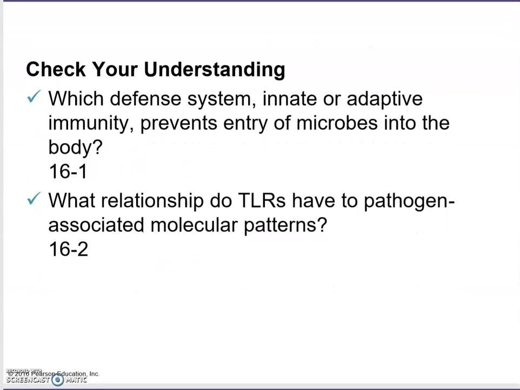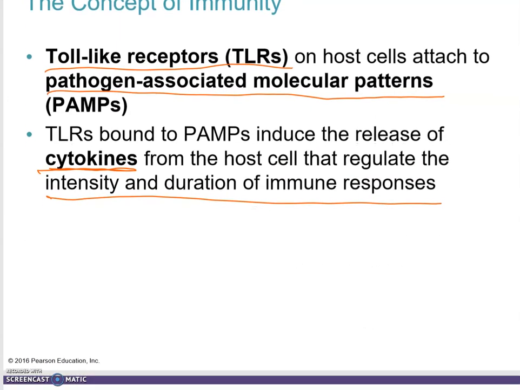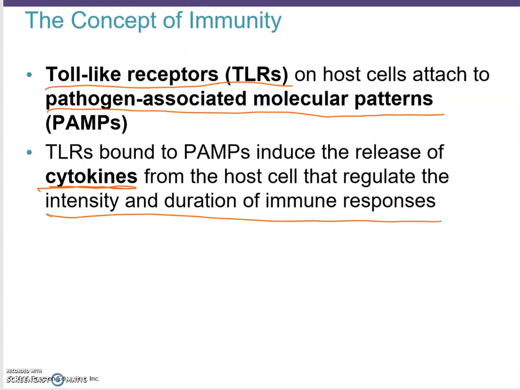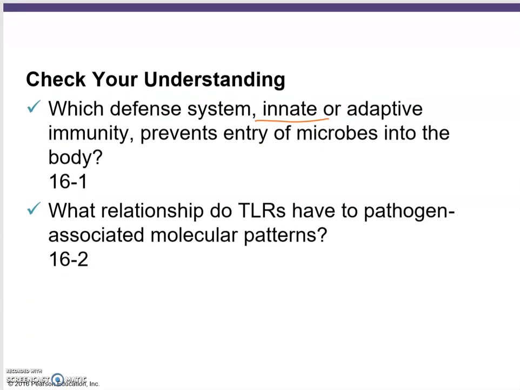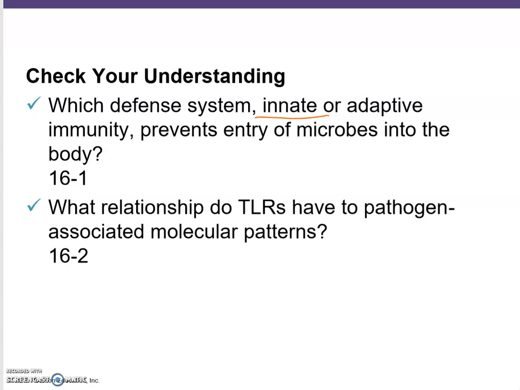So you can check your understanding really briefly. Which defense system, innate or adaptive, prevents entry of microbes into the body? And of course, that would be innate. And what relationship do TLRs have to pathogen-associated molecular patterns? Well, these toll-like receptors are on your cells, the host cells. And the pathogen-associated molecular patterns are the surface structures that identify a pathogen.